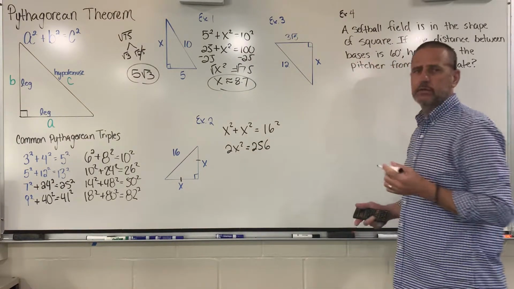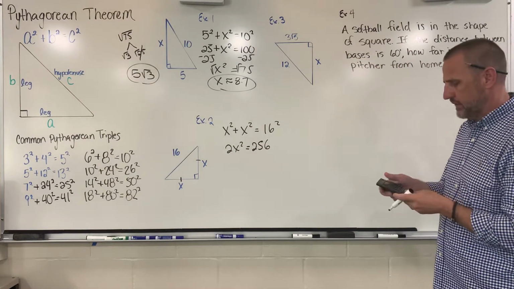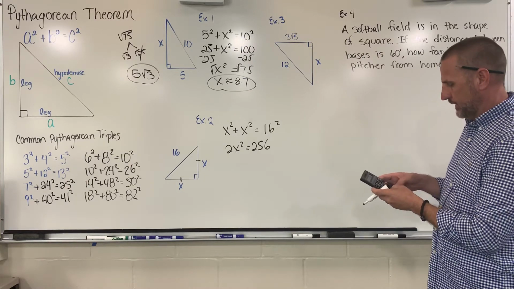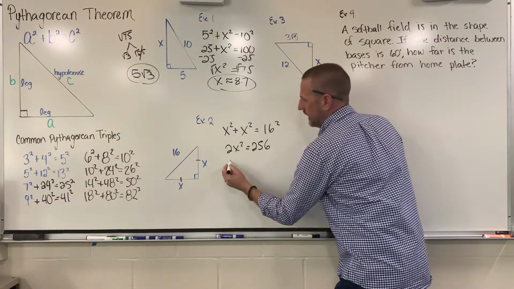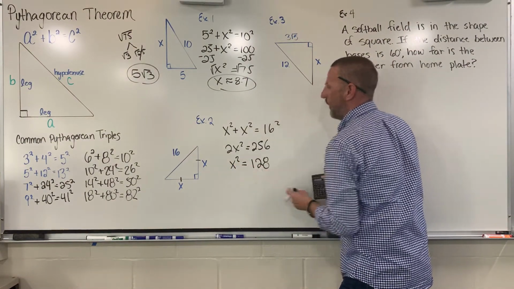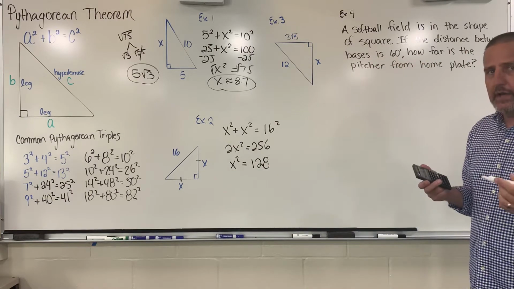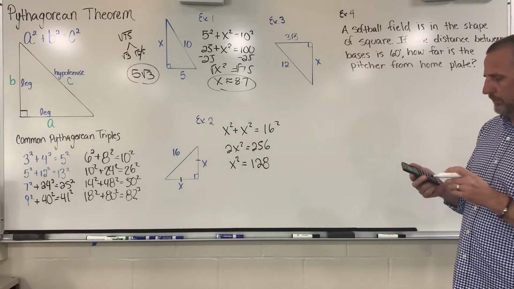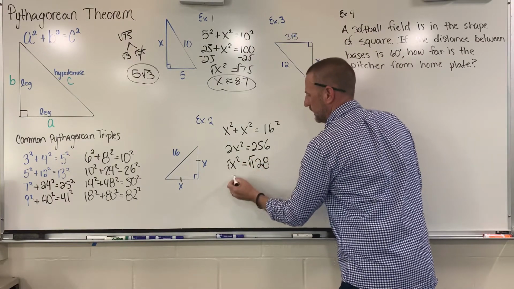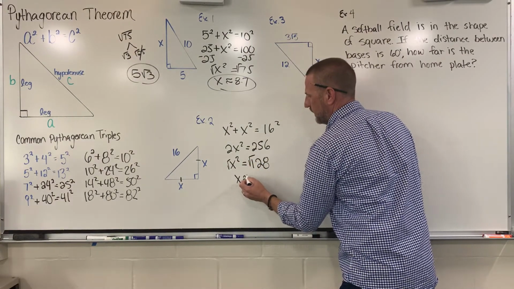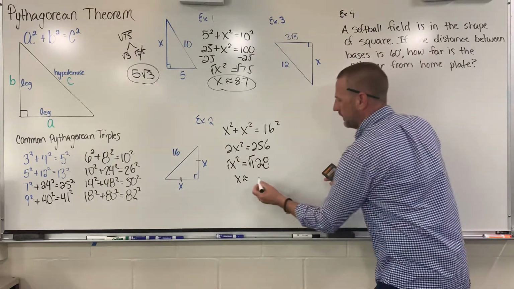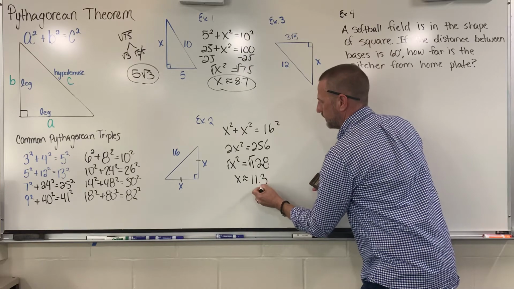All right, well, what I would do at this point, if I'm trying to get x by itself, is take that 16 times 16 and divide it by 2. It gives me x squared equals 128. If I want the radical answer, I'm going to have to do a little more work. If I want the decimal, I'll just take my square root right now. And I'll say x is approximately 11.3 in this case, since this is rounded.